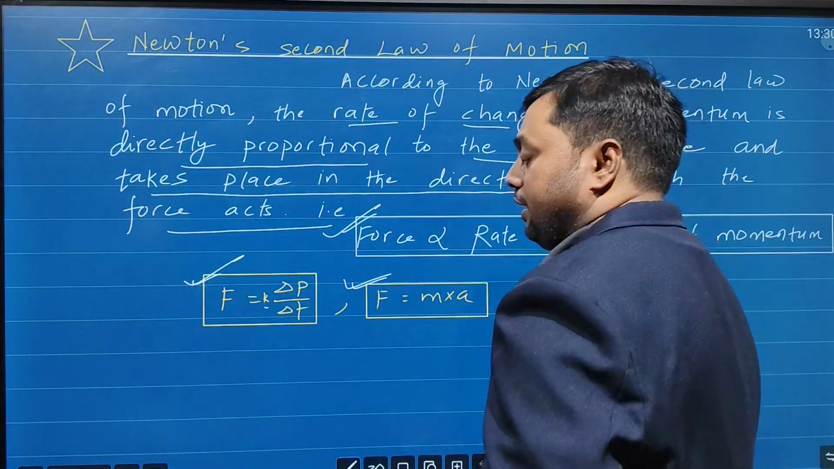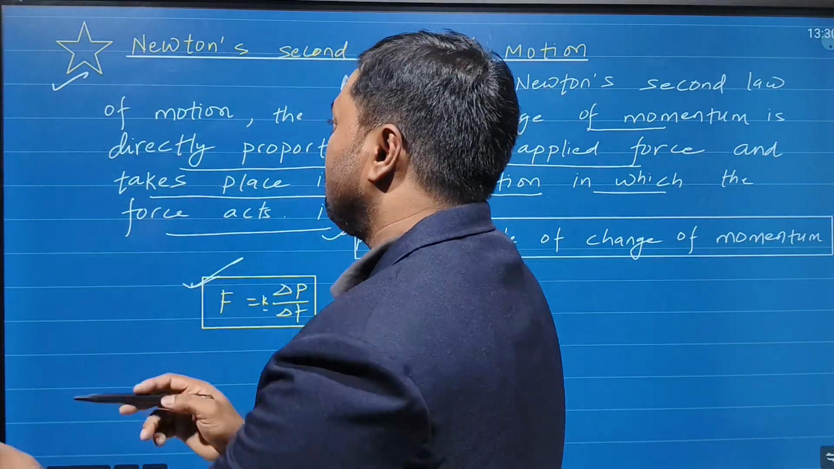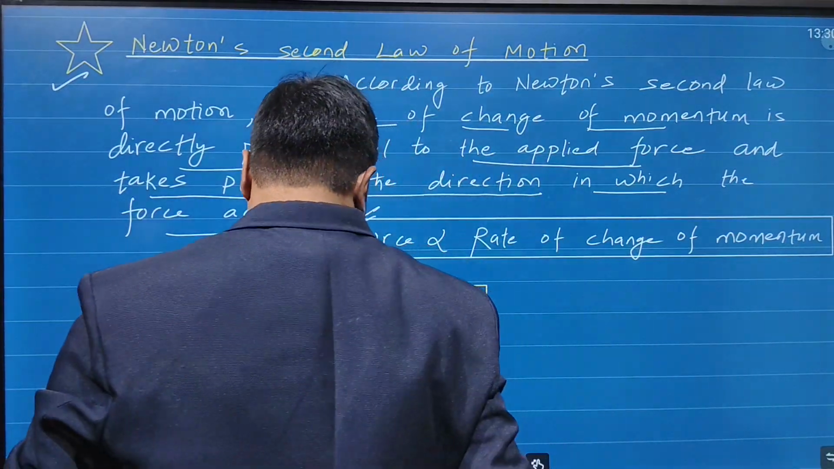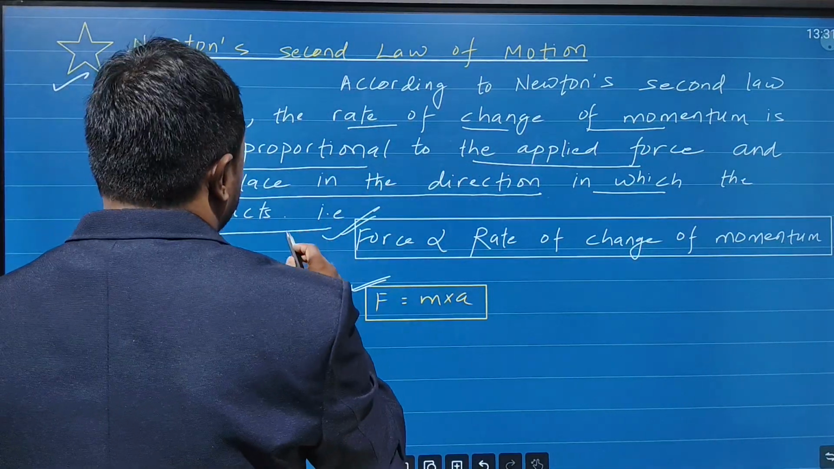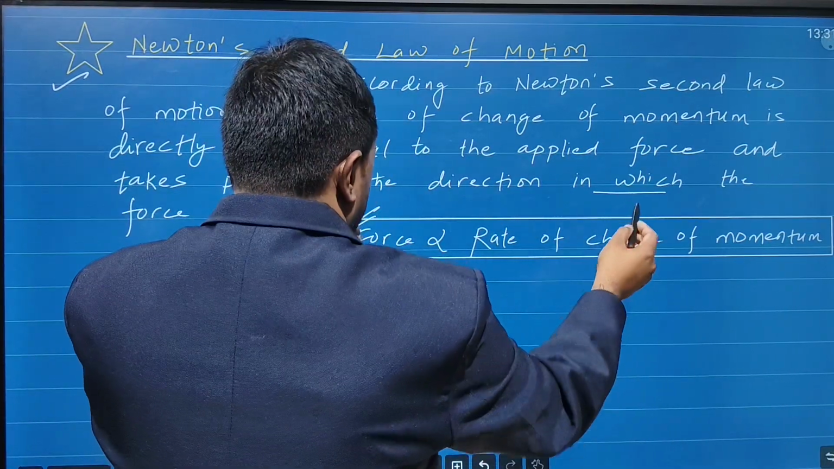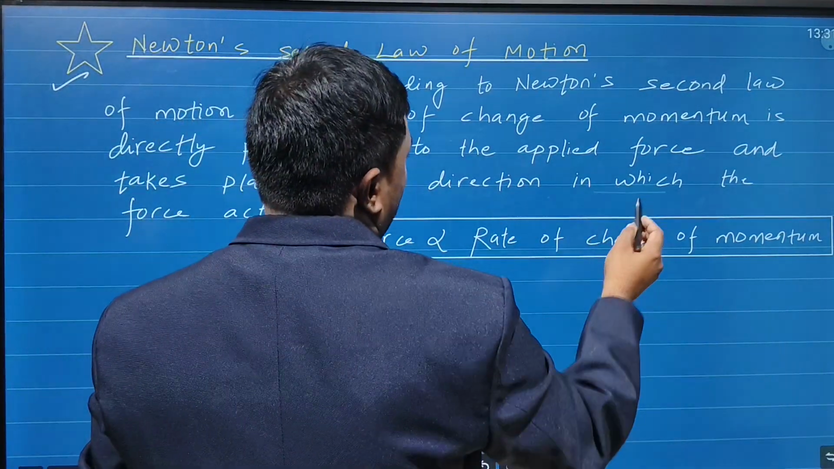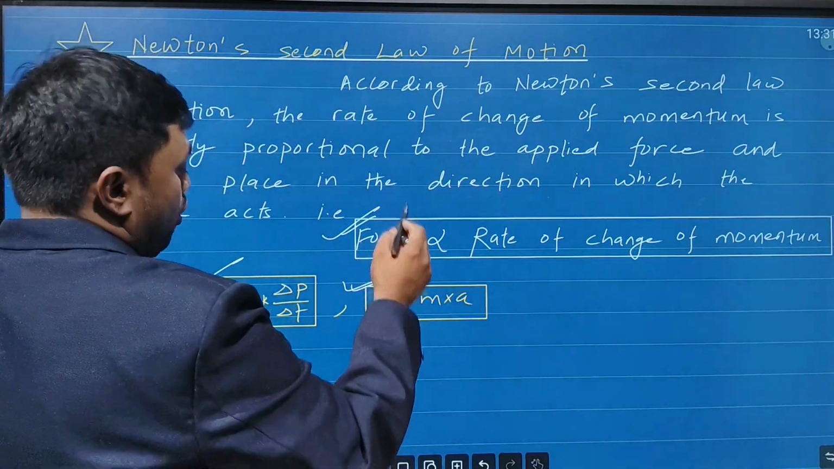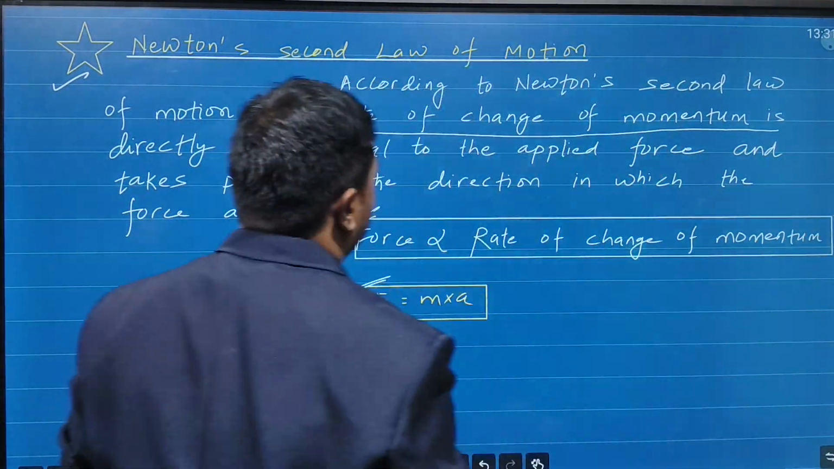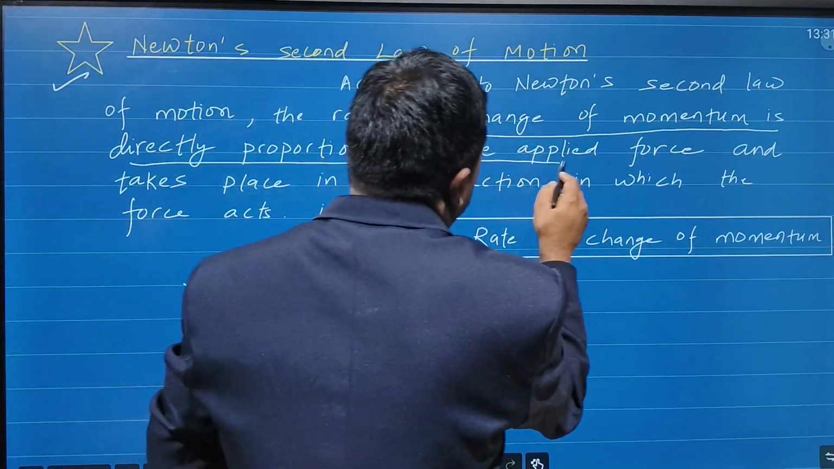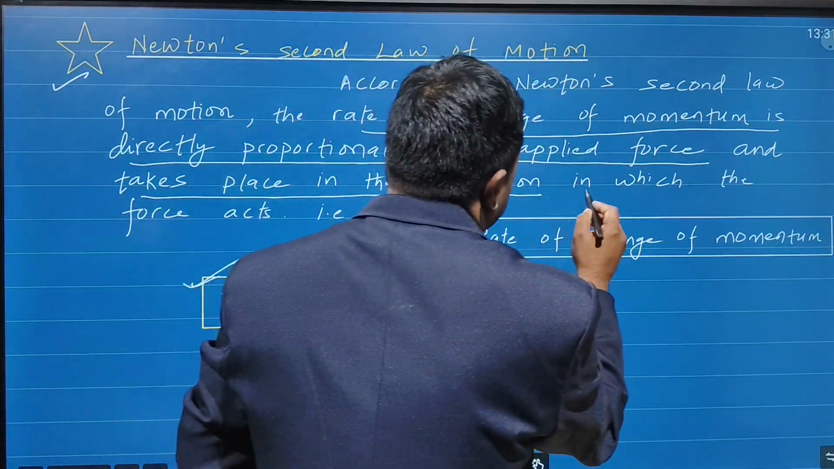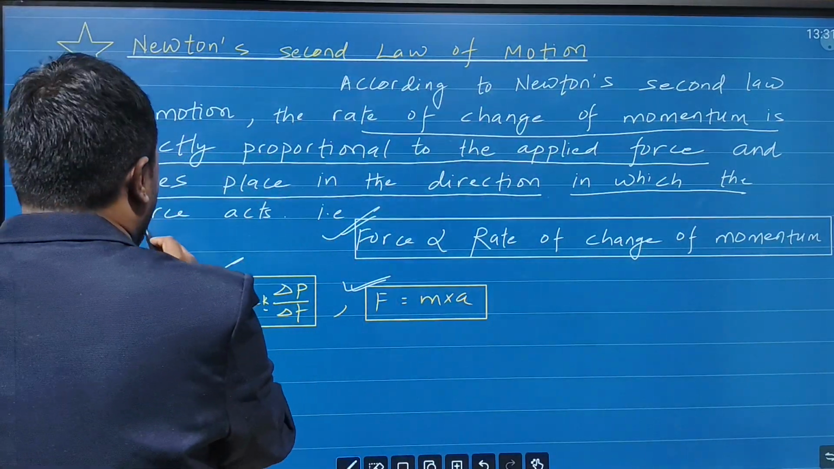Next, very, very important, I am going to do the proof also of this. What is Newton's second law of motion? Try to understand Newton's second law. According to Newton's second law of motion, the rate of change of momentum is directly proportional to the applied force and takes place in the direction in which the force acts.